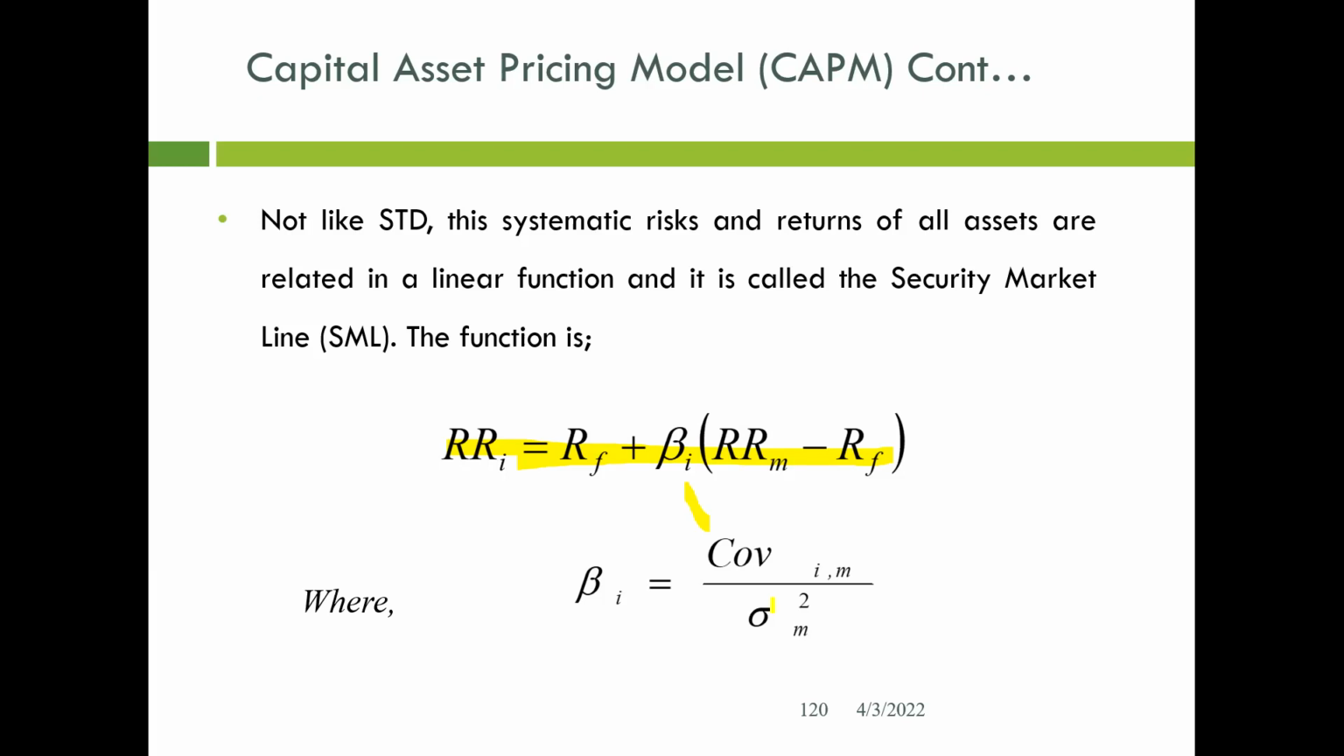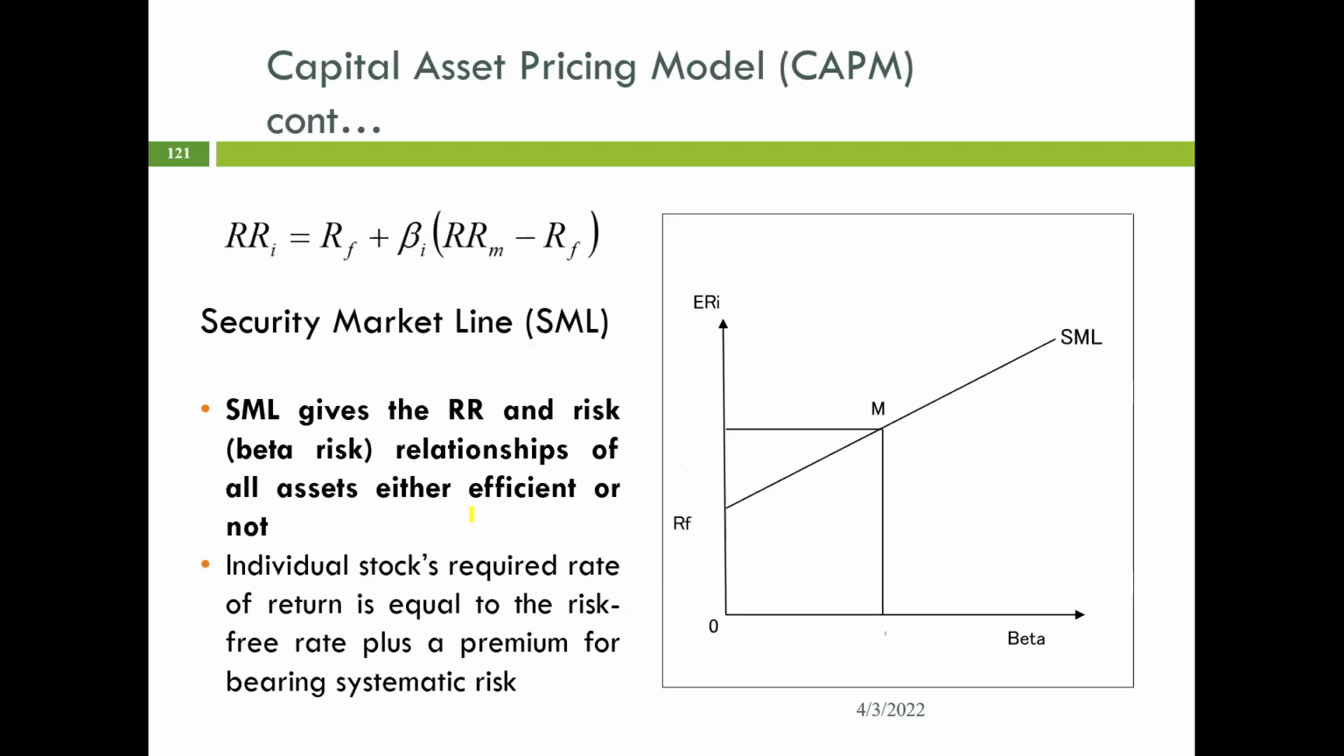So I will define these terms later. So likewise you can measure the systematic risk. So this is a simple formula. So now this is the security market line. The security market line gives the required rate of return and risk relationship for all assets, either efficient or not. So based on that, you can calculate the required rate of return for any asset.